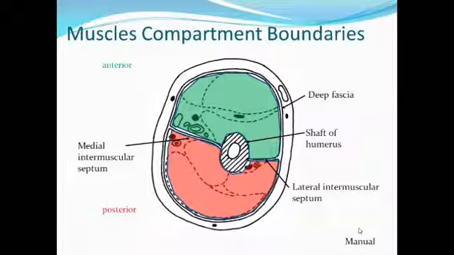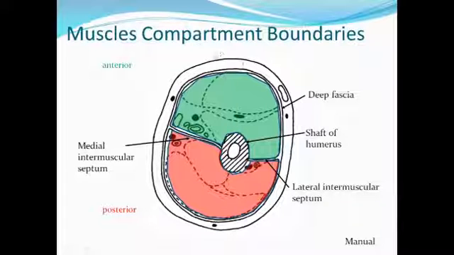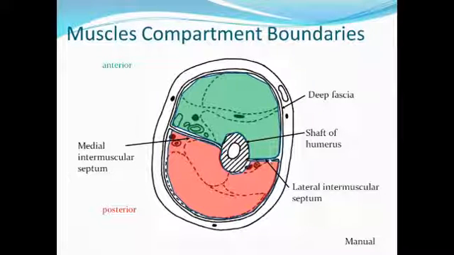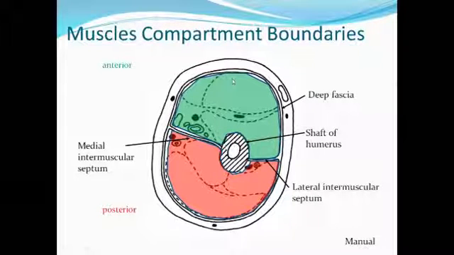This is a diagram taken from your manual, and let's take a moment to understand what we're looking at. It's a cross-section of the arm. This is the anterior aspect and the posterior aspect, and we can see in cross-section the shaft of the humerus itself. The green shading represents the anterior arm compartment. And you can see, tracing around here, the boundaries of the muscle compartment are deep fascia and also part of the humerus itself.